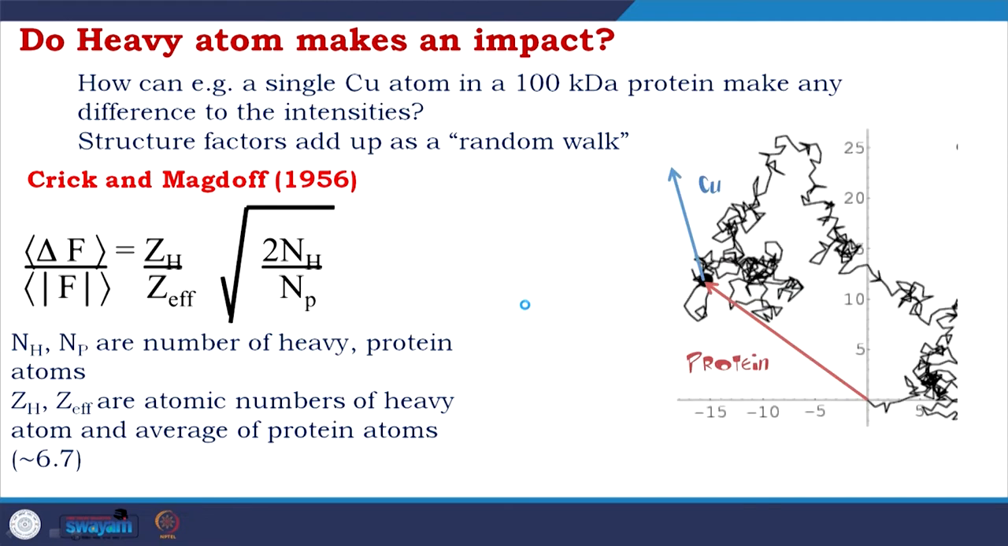This is the change, the protein has its vector, and then the copper adds to the structure factor. So, in a 100 kilodalton protein, copper with atomic number 28 adds 5.6%, that is the impact. Now, depending on this, you could choose the heavy metal, and you could also understand what would be the optimized concentration of the heavy metal. Why do you need to optimize this?